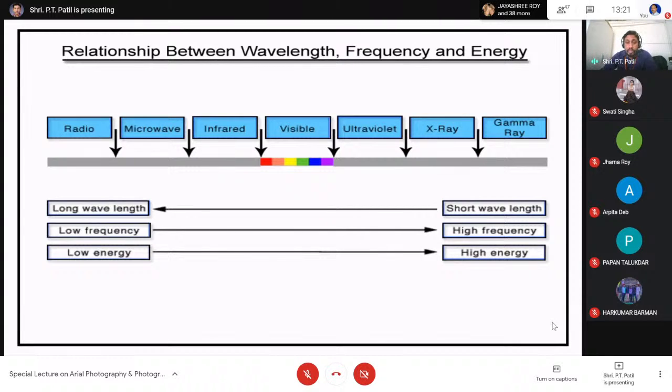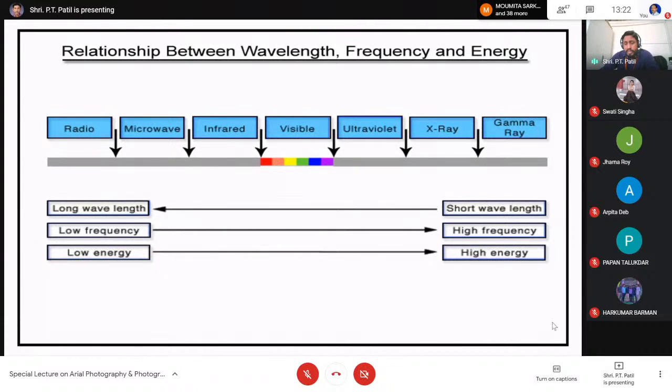So generally, the energy radiated from the sun is in the form of short waves. Why is it in the form of short waves? Because of the surface temperature of the sun and the surface temperature of the earth. The surface temperature of the sun is near about 6000 Kelvin, and the surface temperature of the earth is near about 300 Kelvin.